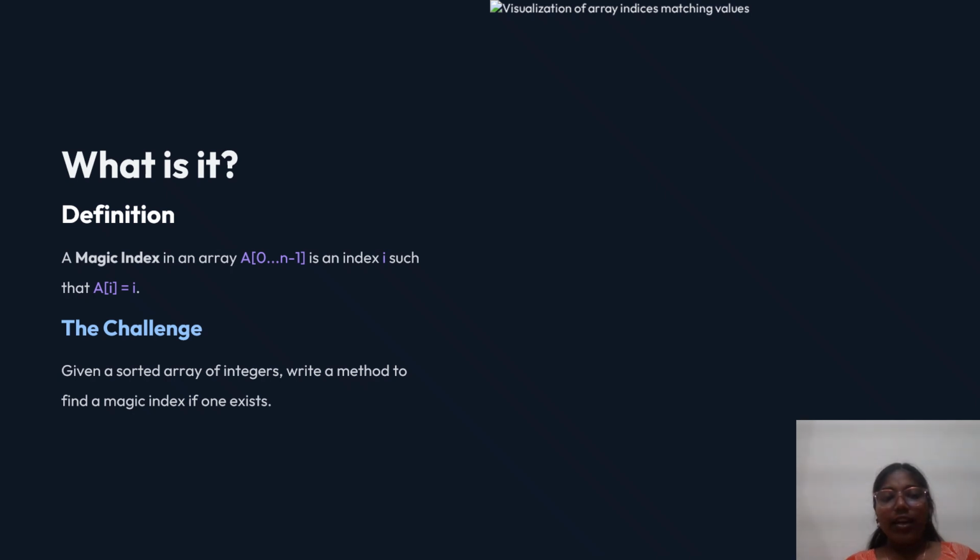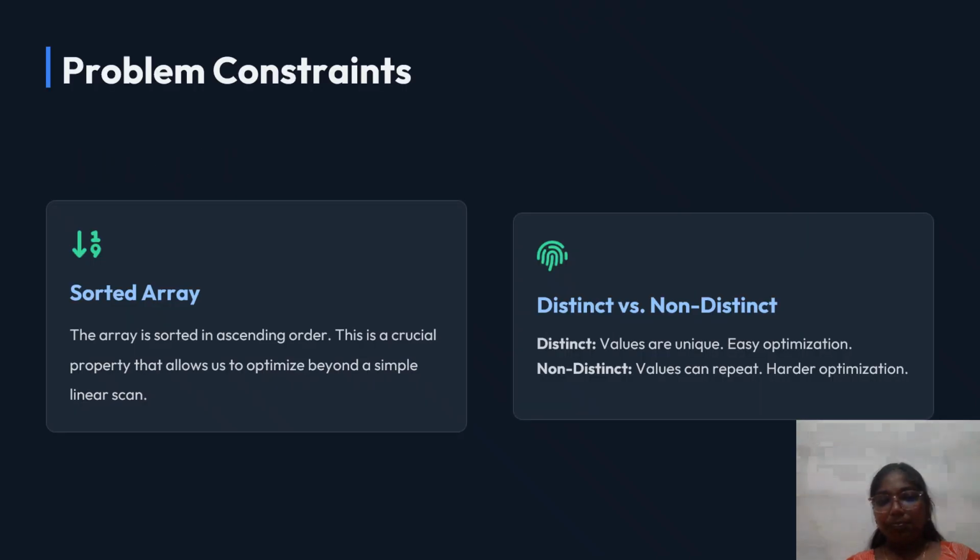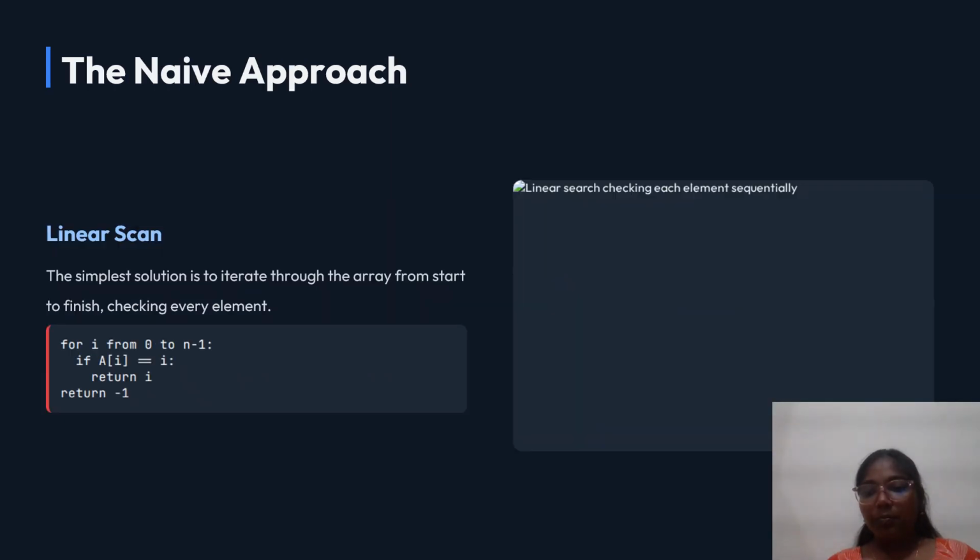The challenge is that, given a sorted array of integers, write a method to find a magic index if one exists. The array is sorted in ascending order. This is a crucial property that allows us to optimize beyond a simple linear scan. Distinct versus non-distinct: distinct values are unique, which makes optimization easy. Non-distinct values are repeated, which makes optimization harder.